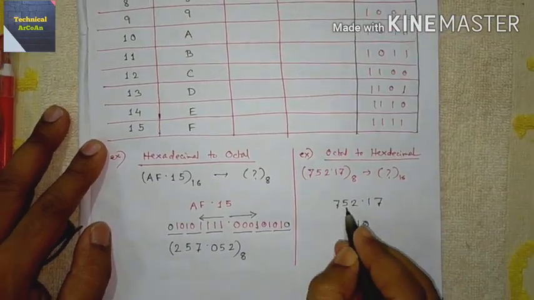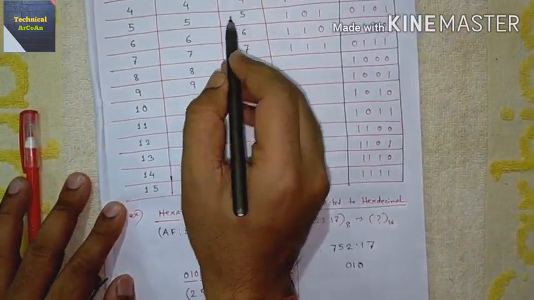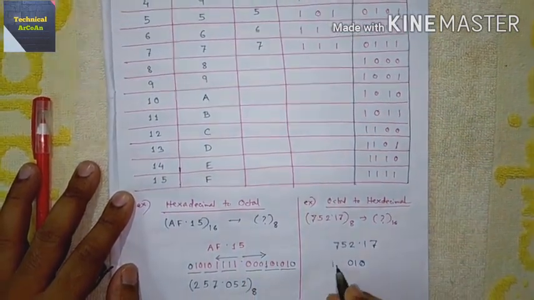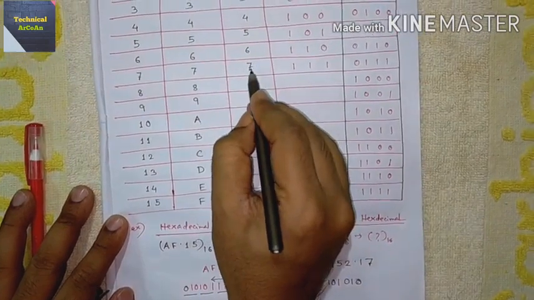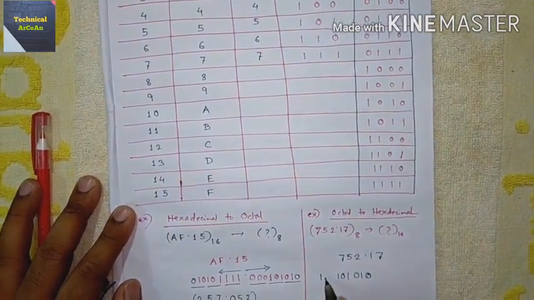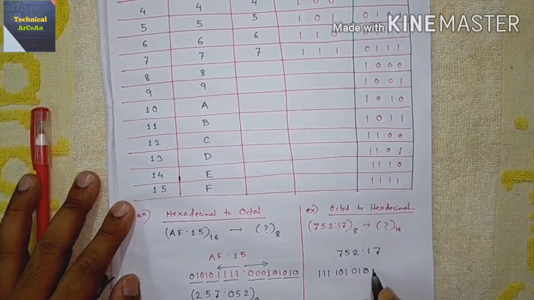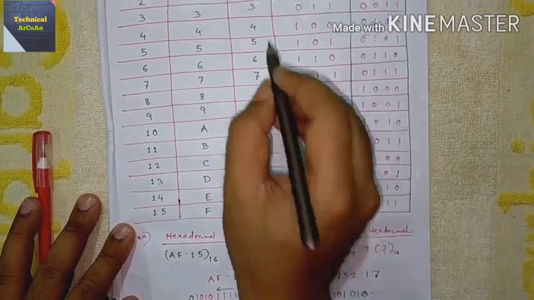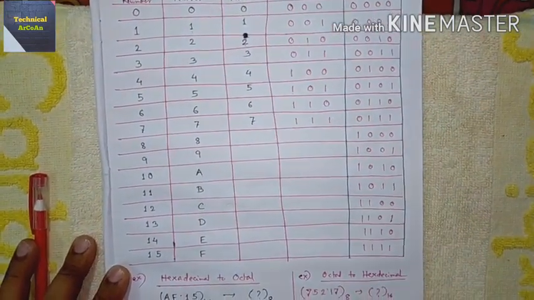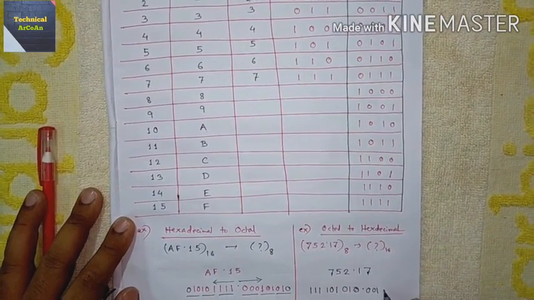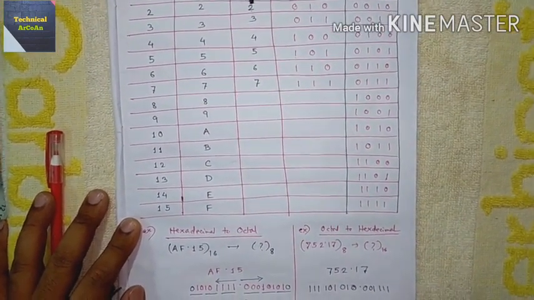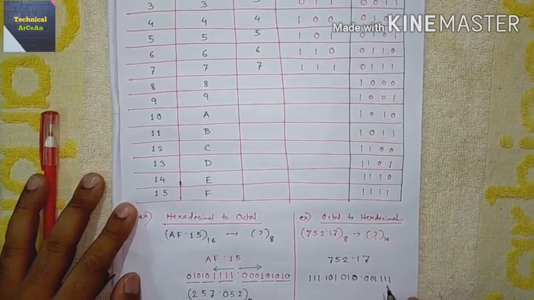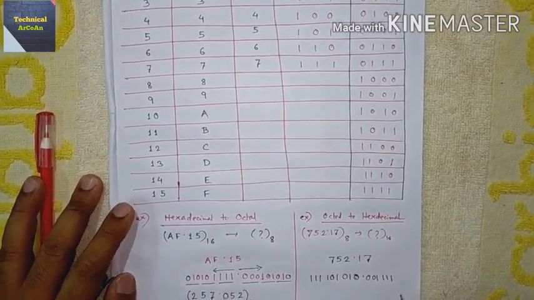Now after that 5 is there in octal. What will be the equivalent? 101. So we write here 101, and after that what will be the equivalent binary of 7? 111. Okay, and after the point, what will be the binary equivalent of 1? 1 will be 001. So 001, and what will be the 7? 111.